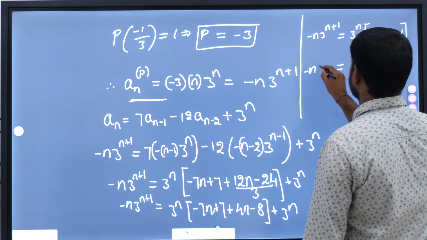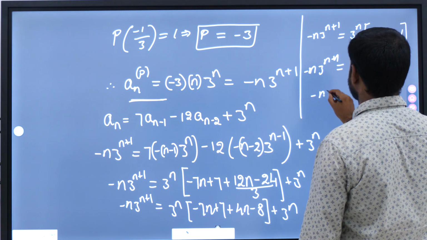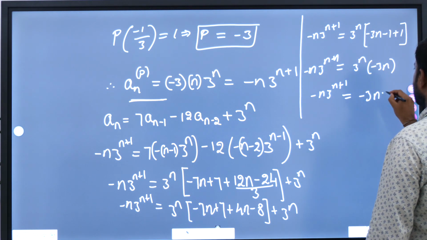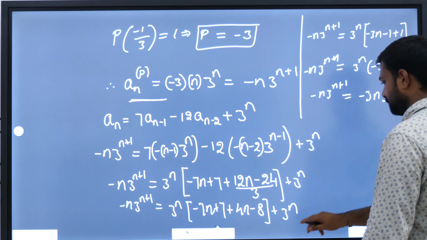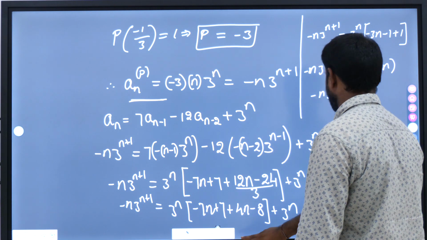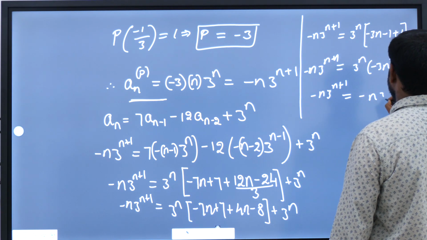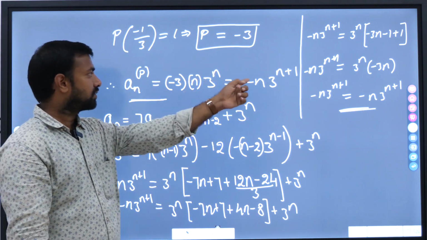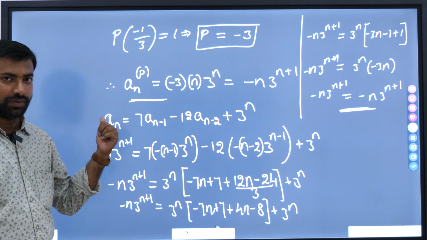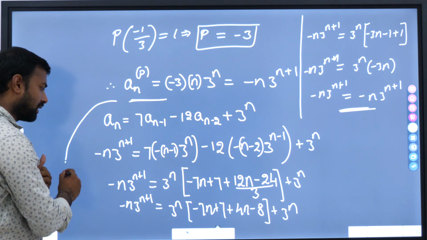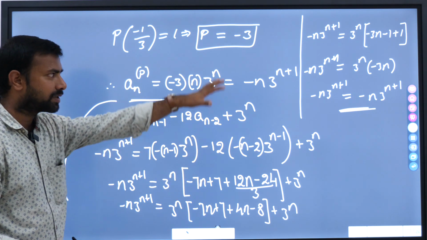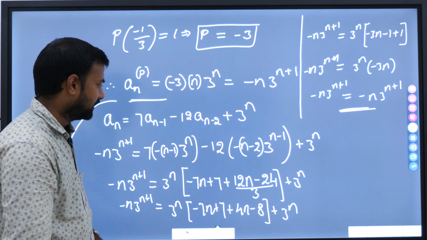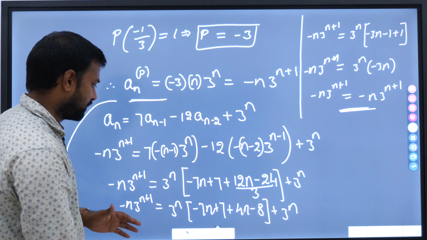This side we have minus n into 3 power n plus 1. So minus n 3 power n plus 1 equal to minus 3 into n 3 power n plus 1. Hmm, minus n into 3 power n plus 1. So we got an identity. Therefore, this is the particular solution of the given non-homogeneous equation. See, while writing the answer, no need of writing this part, no need of verification. Okay, just for our satisfaction, I verified it. All right. Now, what is the final solution to this problem?